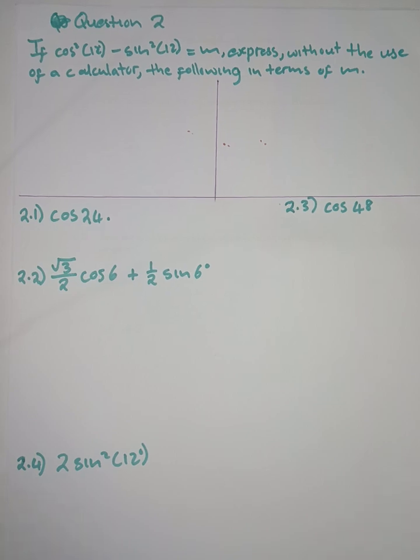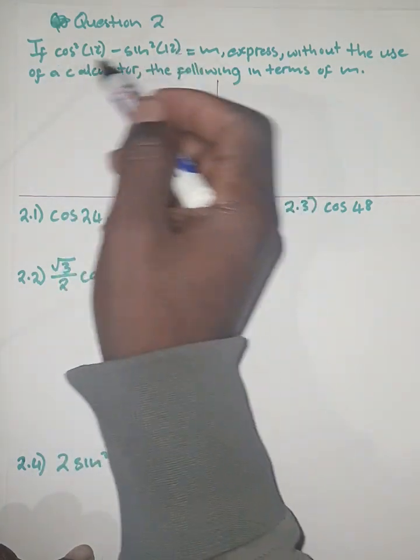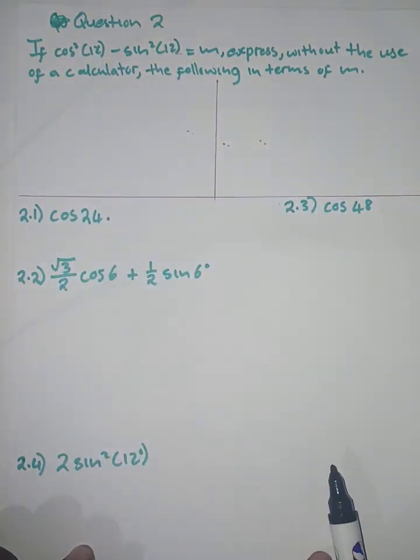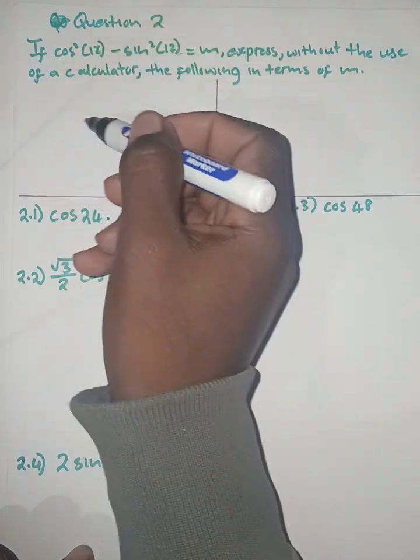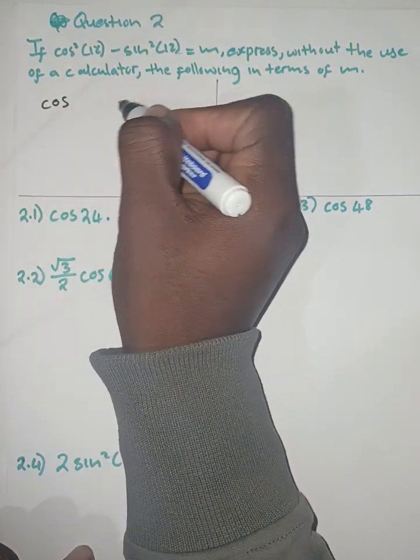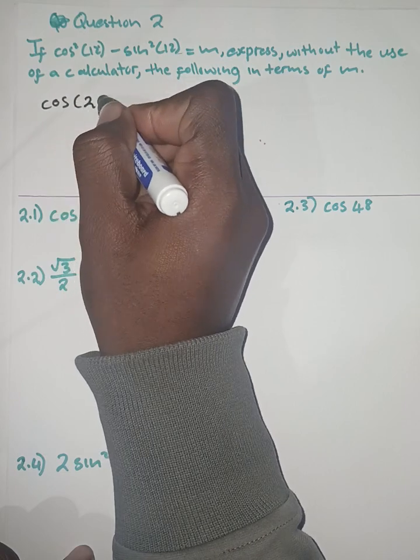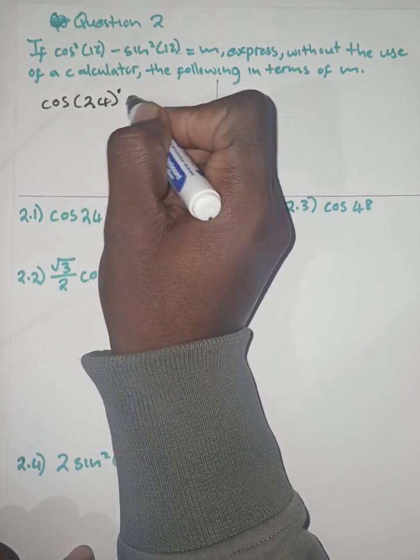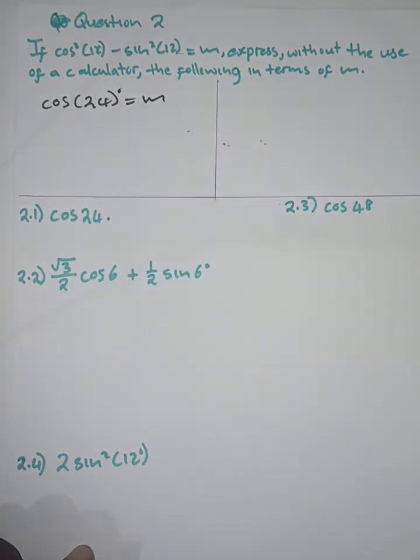Now, one might notice that this is actually a double angle identity for cos. So I'm actually just going to rewrite this. It would eventually become cos of 24 degrees, which would be equal to m.